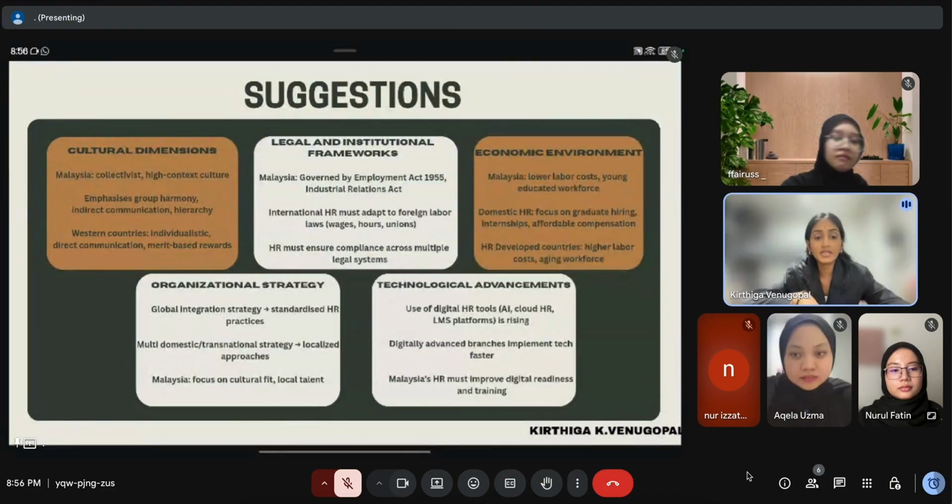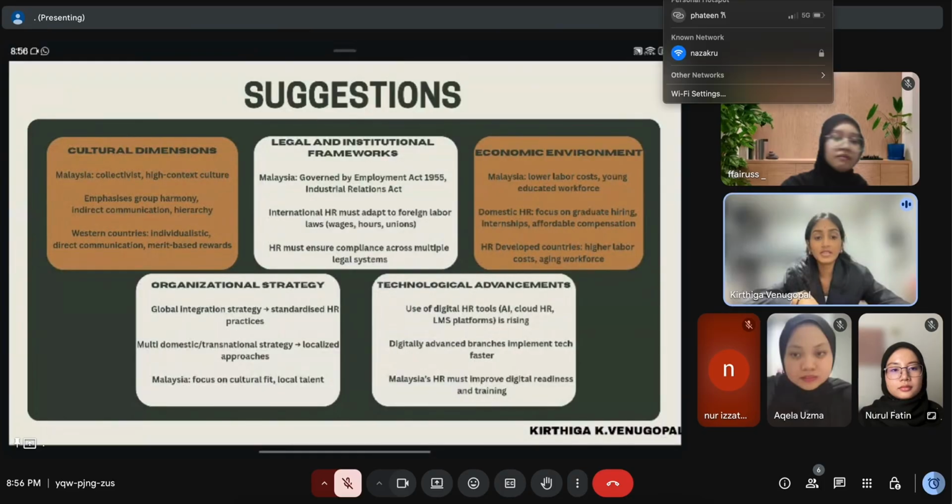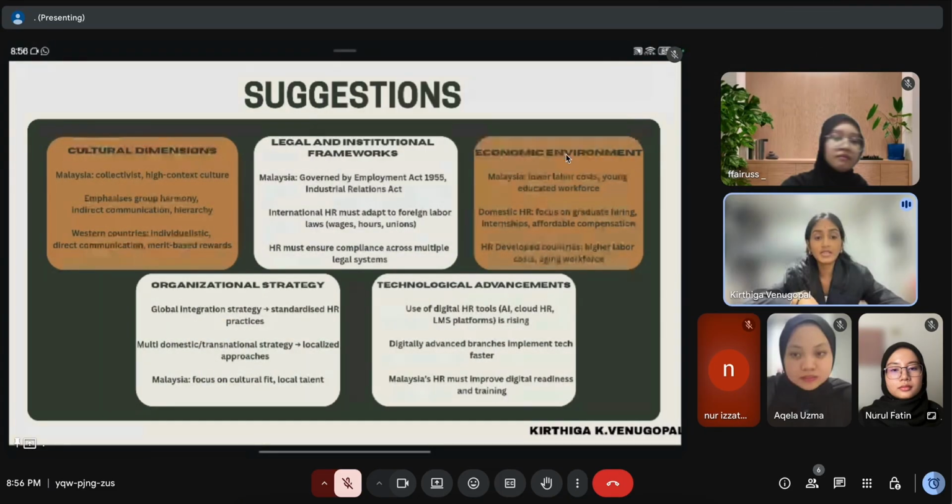And furthermore, legal and international frameworks show that human resource also has to follow the law in each country. For example, in Malaysia, we follow the Employment Act and other local labor laws. But also when MNCs operate overseas, they have to adopt different legal systems like rules about working hours, wages, or unions. Also, human resource teams must make sure their practices follow both local and foreign laws.